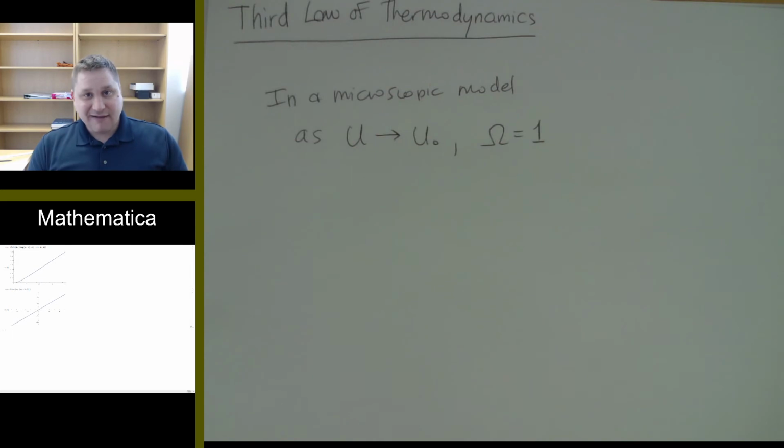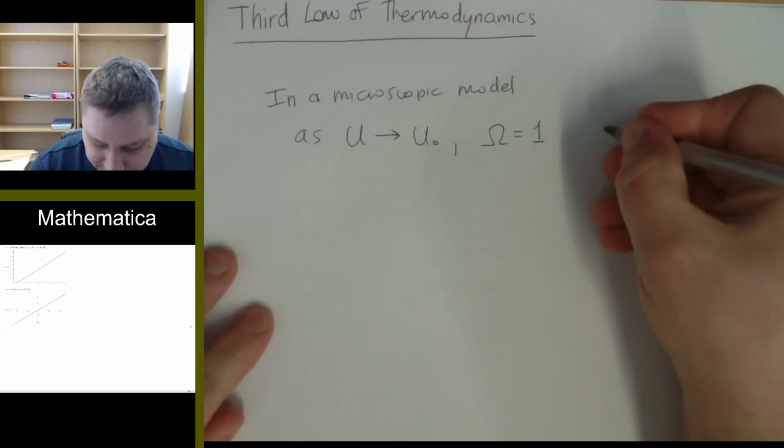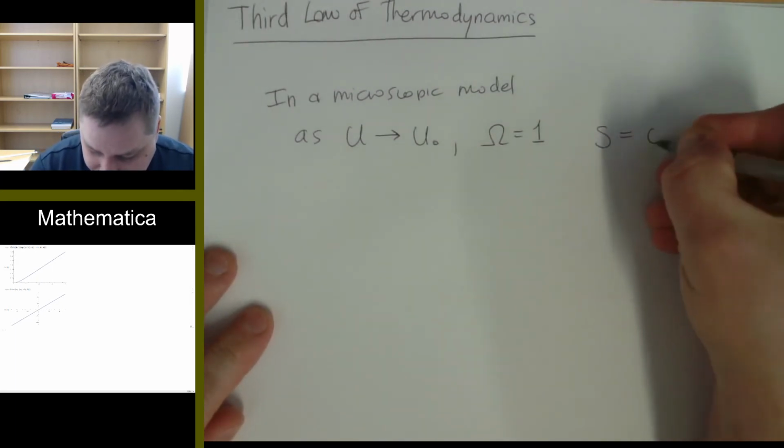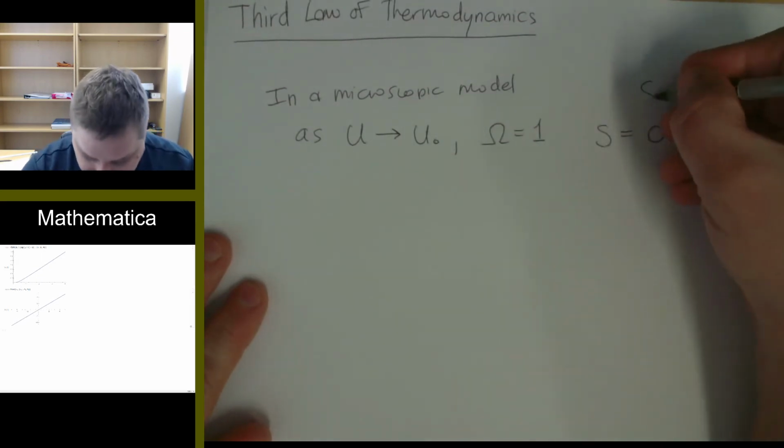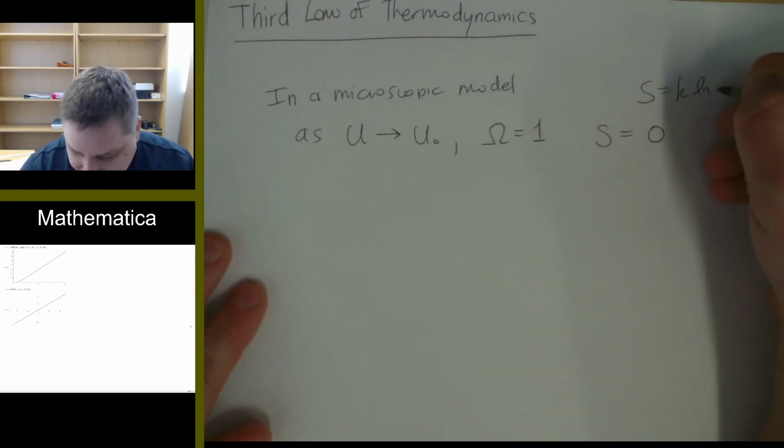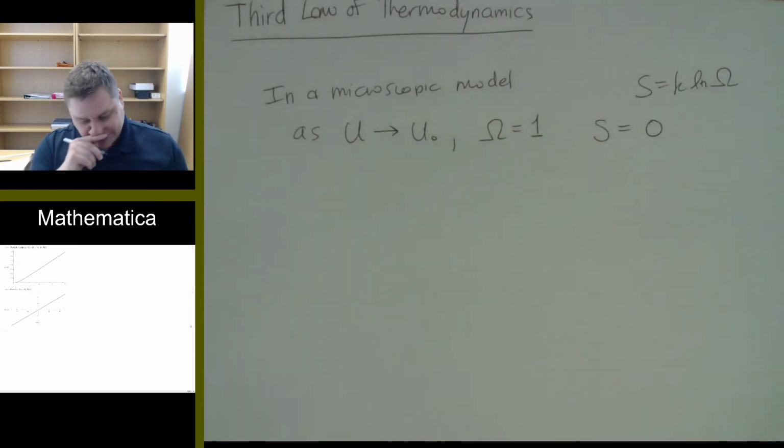Or the Einstein solid with no quanta. If there's no quanta anywhere, all of the oscillators just have a 0, and there's only one unique way, they're all 0, right? So when that multiplicity is equal to 1, then the entropy is equal to 0, because entropy is proportional to the natural log.